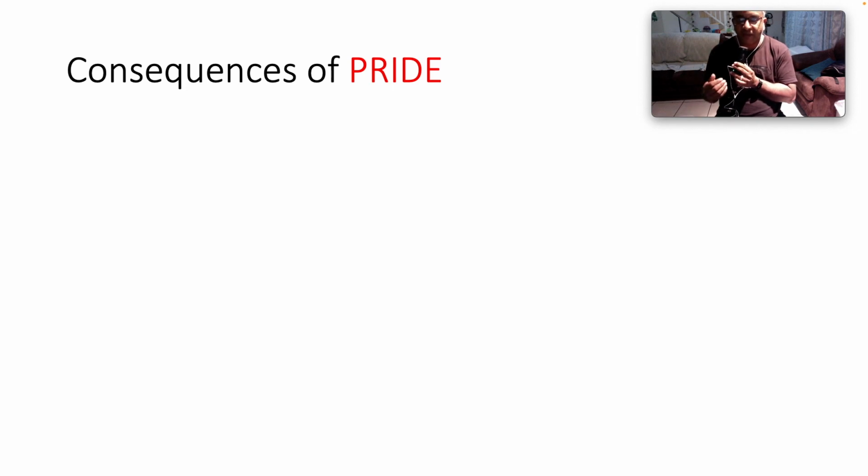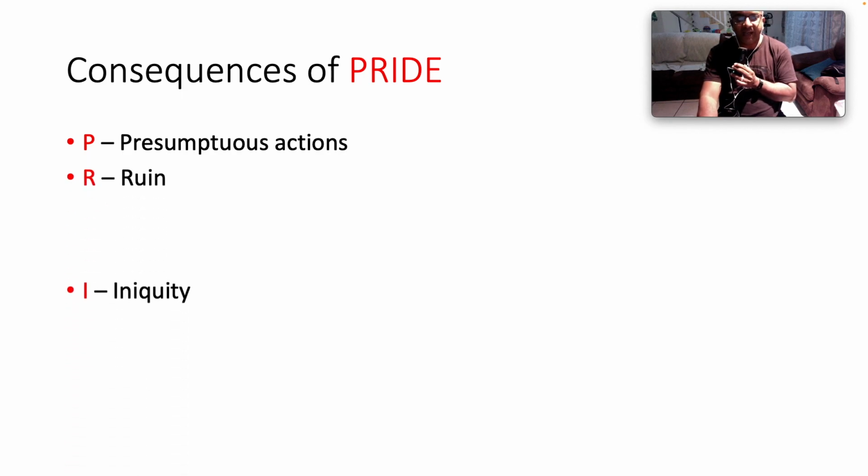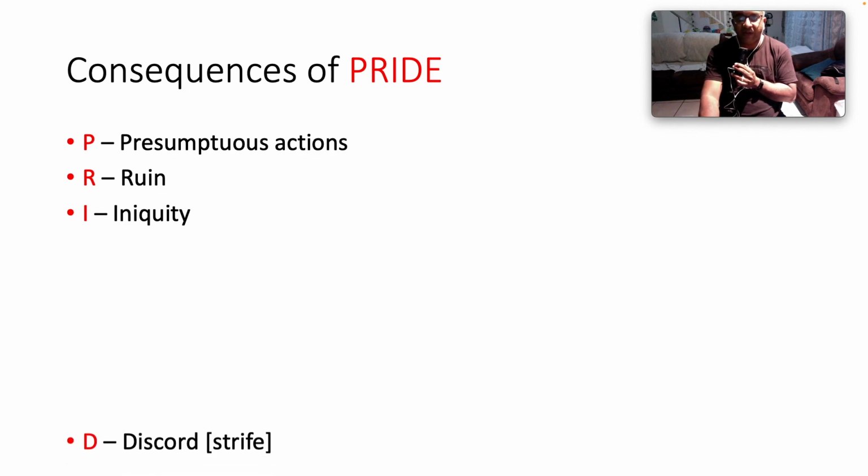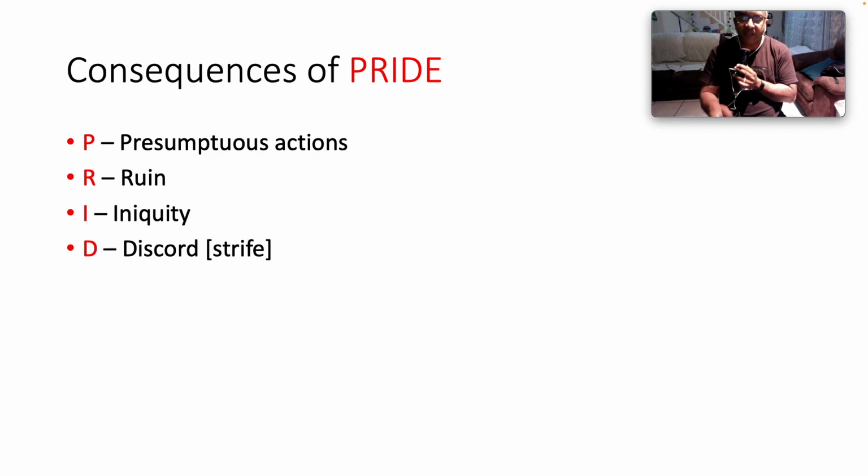So, looking at consequences of being proud, P is presumptuous actions, all right? R stands for ruin. I is iniquity. Where there's pride, there's also sin not far away. D is discord. A proud person sows dissension and discord and strife. And E is estrangement from God. So you go far away from God.